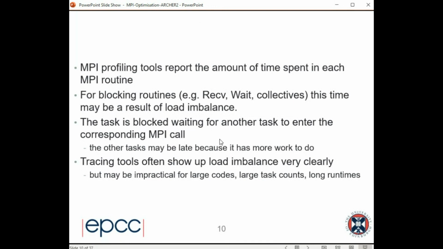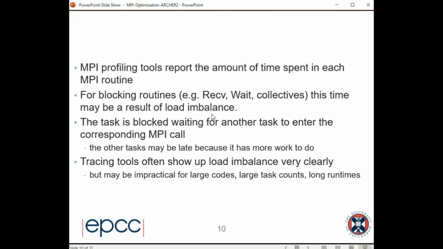These tracing tools actually show up load imbalance very clearly, because typically what happens if you have load imbalance is you'll have lots of processes doing some work, and they'll be sending messages to each other. If a process has not very much work to do, it will finish quickly and it will be waiting. Another process will be slow. So typically, load imbalance, if you use a profiling tool, shows up as a lot of time spent in blocking routines, such as receives or collectives. We'll come back to that.